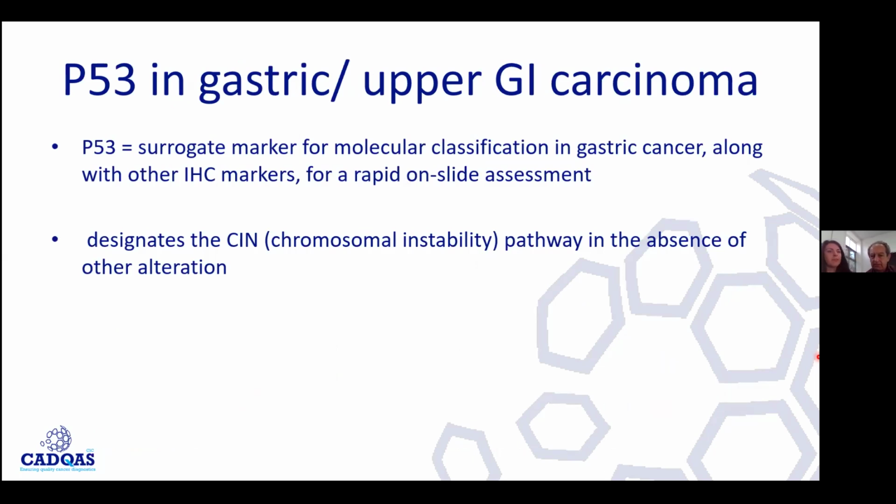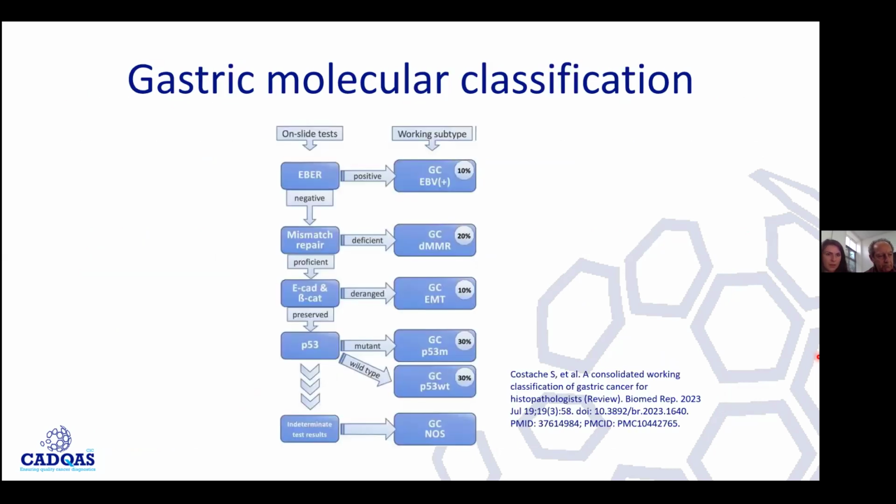And again, P53, so the gastric carcinoma and endometrial are two of the tumors where you could use P53 for classification, and then POLE for the gastric, EBER. And then we do mismatch.